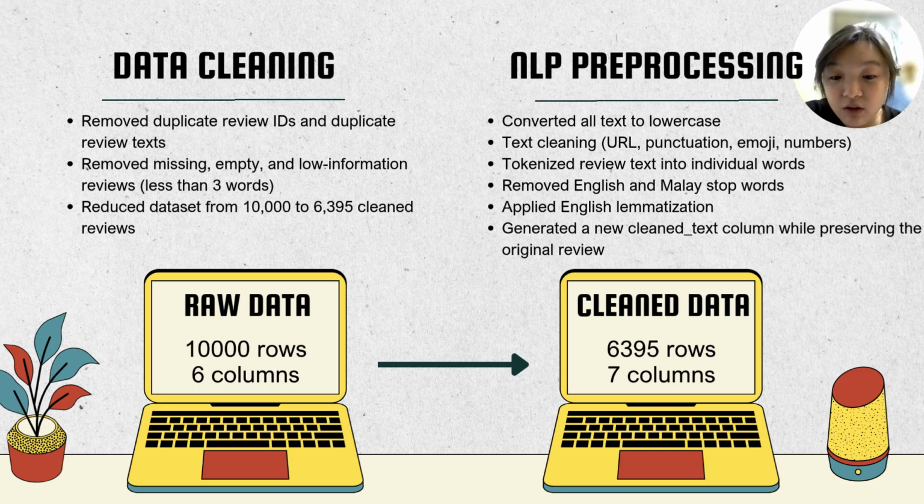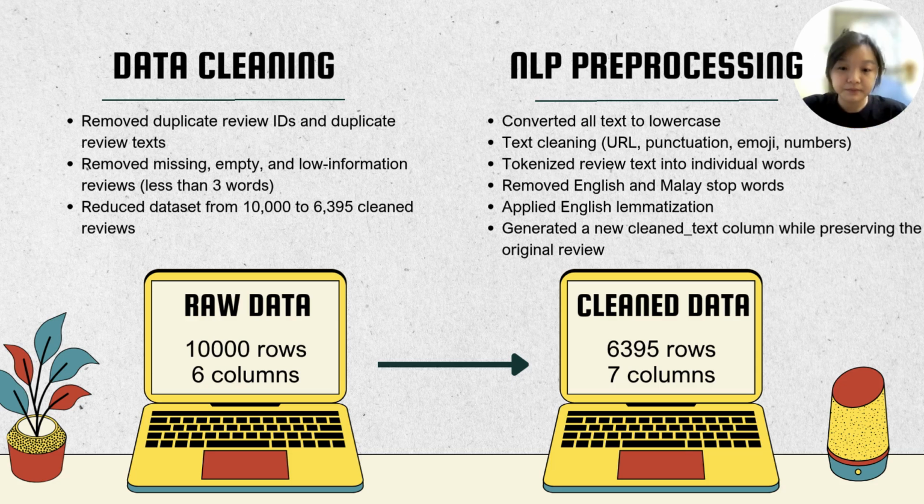The English and Malay stop words were removed, and English lemmatization was also applied. Finally, a new clean text column was generated while preserving the original review text for future reference. The final clean dataset contains 3,385 reviews and 7 columns. It will be used as the input for both the sentiment model training and the Kafka streaming pipeline later.